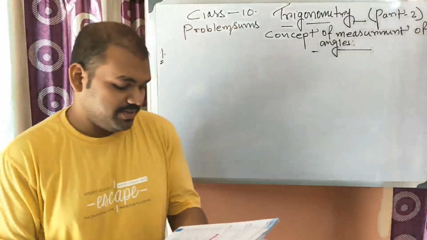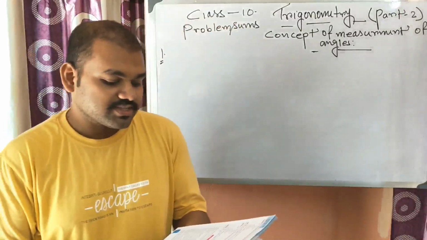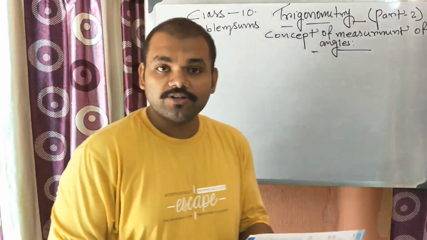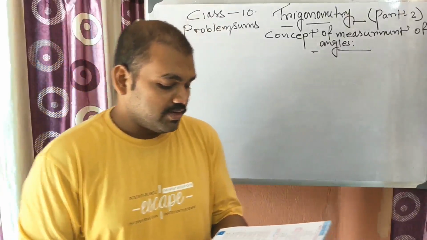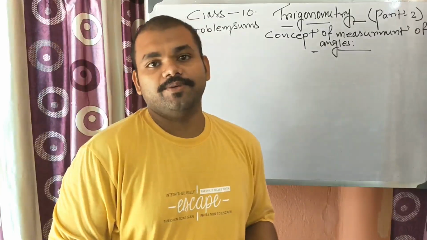In triangle ABC, AC is equal to BC, it is given, and BC is extended up to point D, and if angle ACD is equal to 144 degrees, then we need to find out the value of each of the angles of ABC. So how to do that?